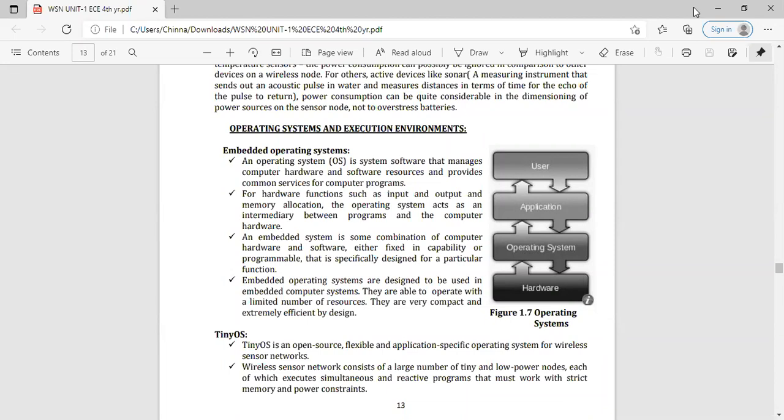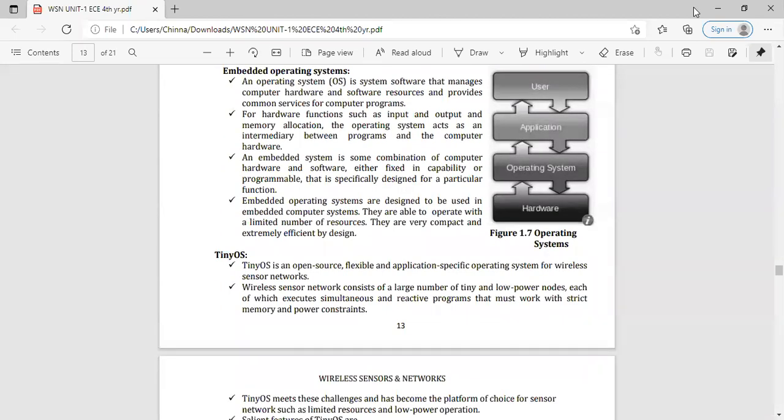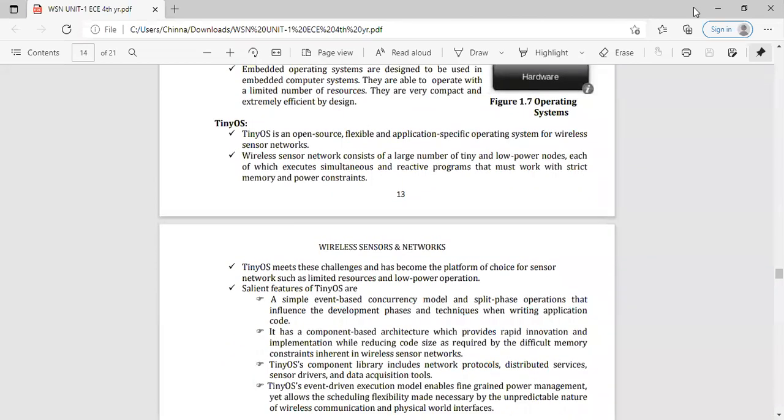Okay, here the first operating system that is not only fast but also very suitable for wireless sensor networks is TinyOS. TinyOS is the embedded operating system software which is very suitable for the wireless sensor network.